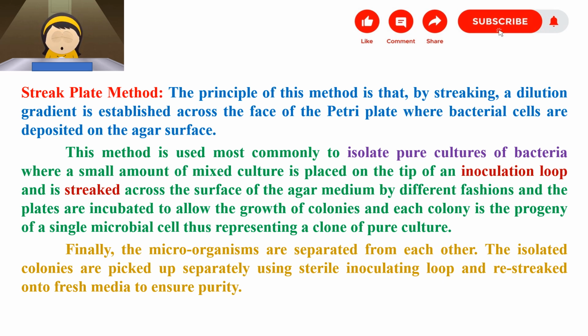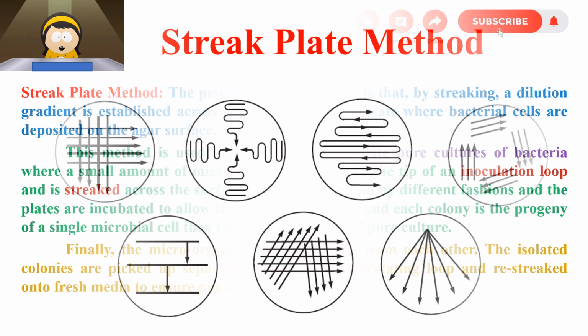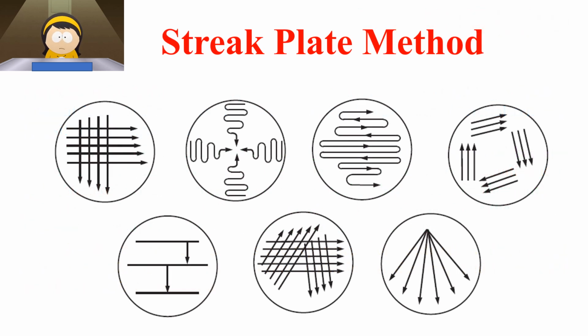Finally, the microorganisms are separated from each other. The isolated colonies are picked up separately using a sterile inoculating loop and re-streaked onto fresh media to ensure purity. This slide is showing the different ways of streak plate method for the isolation of pure culture.